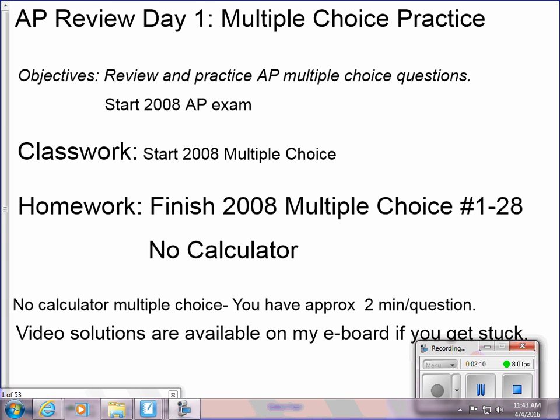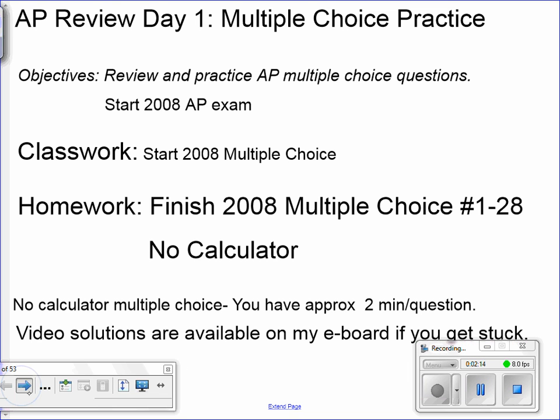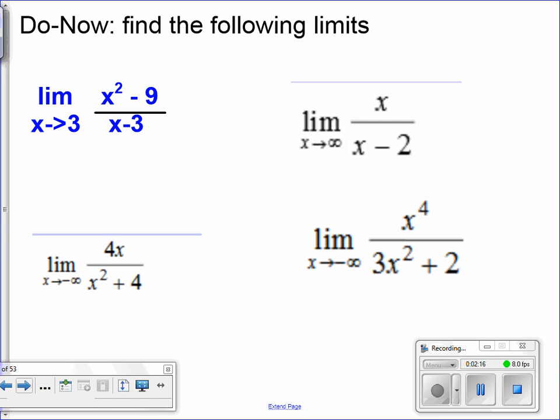Okay, but let's get right into this then. We're going to look at these limit questions. Try the first one if you haven't done so.